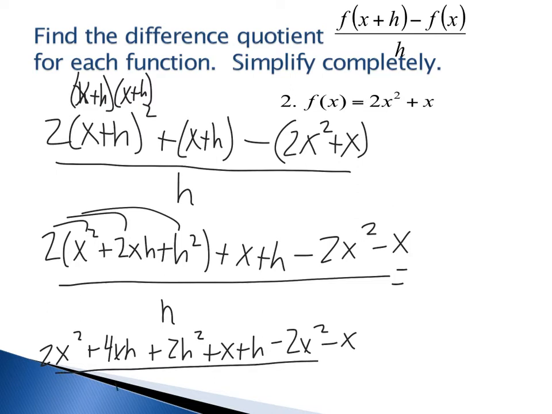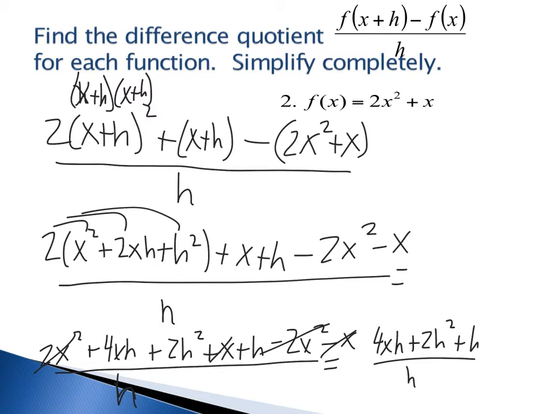And now we can do what we just did and simplify the top. So 2x squared minus 2x squared, so that cancels to 0. Okay, I also have an x minus x. Okay, so I'm left with 4xh plus 2h squared plus h. All of that over h.